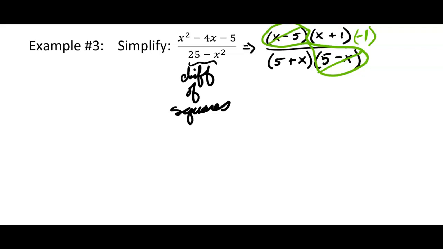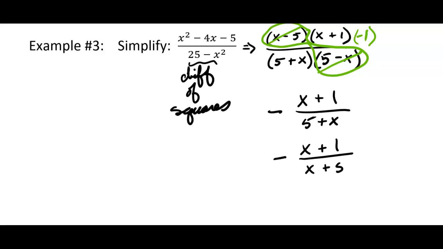Okay, so how are we going to write the final answer? One way is to put the negative out front. Now, I would probably switch that denominator around. It kind of bugs me to have it 5 plus x. I'd probably write x plus 5. So that's probably how I would leave the answer. A lot of textbooks would leave the answer like that.